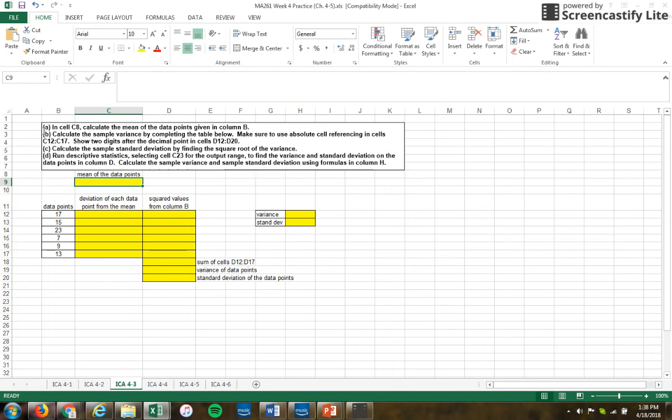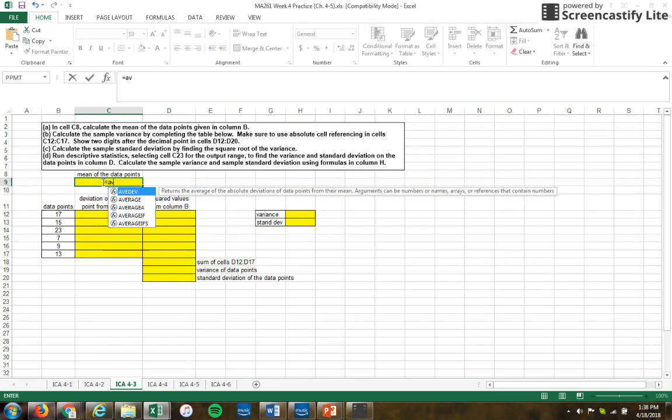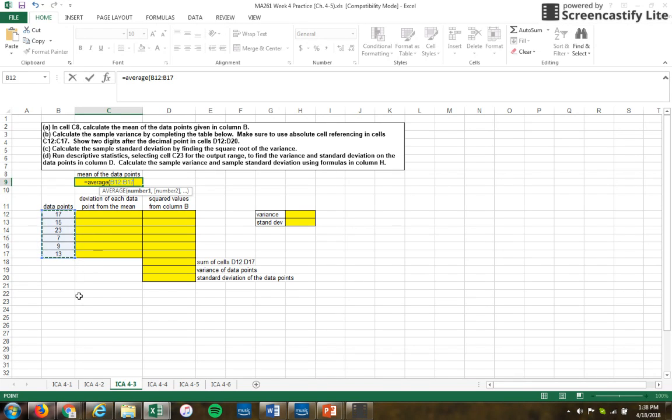Part A says, in cell C8, calculate the mean of the data points given in column B. So we basically just want to find the mean of this set of data, and we know that our function is AVERAGE. Then we highlight all the data that we have there, 17 through 13, close the parentheses, and we see that our average, our mean, is 14.